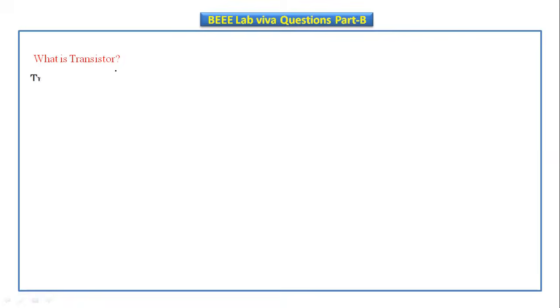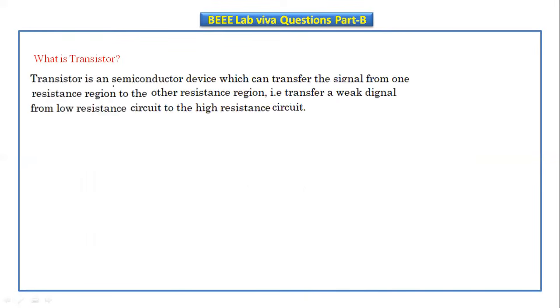Next, what is a transistor? A transistor is a semiconductor device which can transfer the signal from one resistance region to the other resistance region. That is, it transfers a weak signal from a low resistance circuit to a high resistance circuit. That is, the weak signal is converted into a strong signal, and that's why the transistor is used as an amplifier.